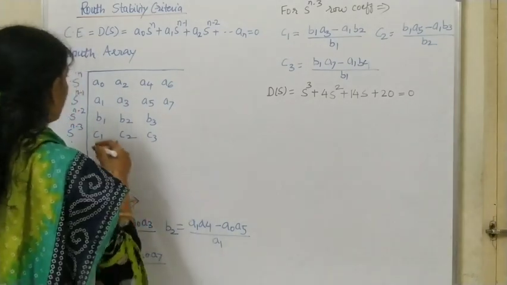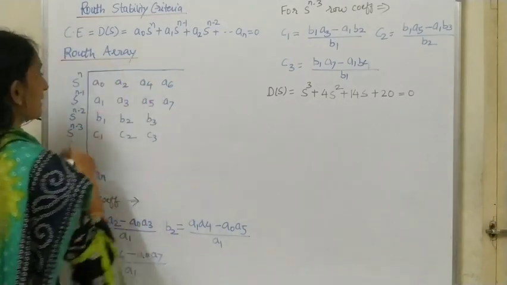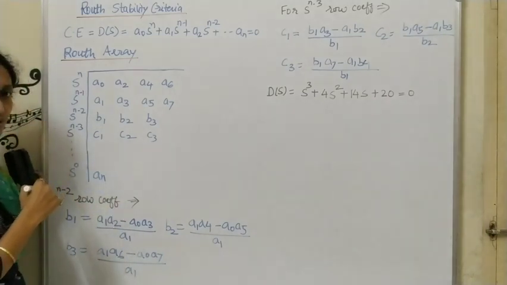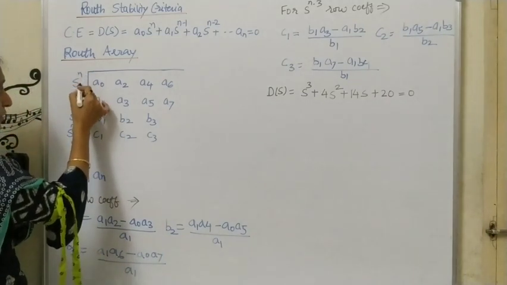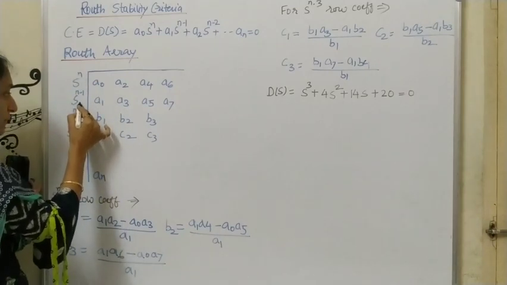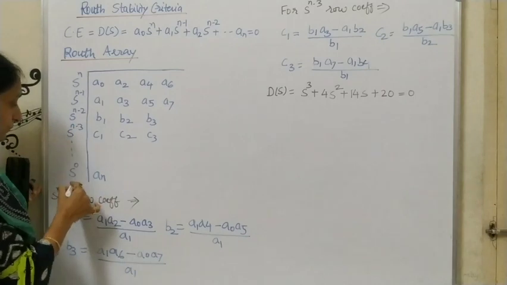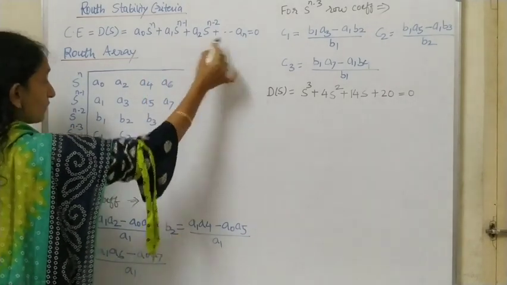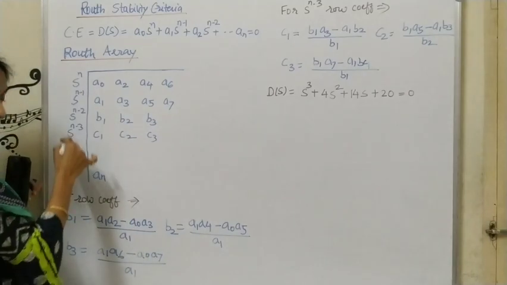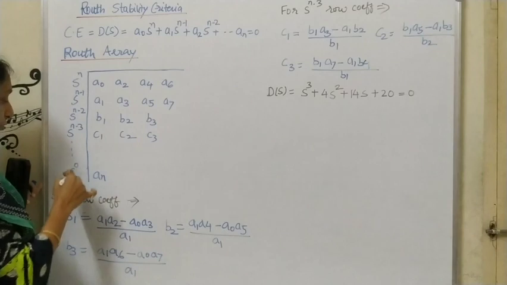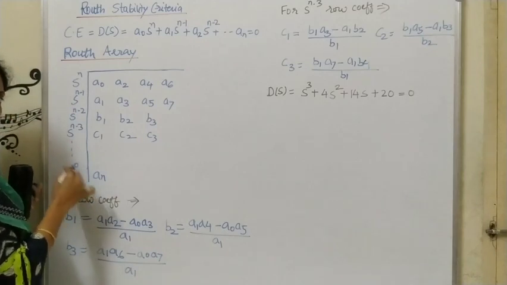Now we have to obtain the Routh array. So look at this. How will you put the coefficients here? First of all I have written s raised to power n, s raised to power n minus 1, s raised to power n minus 2, up to s raised to power 0. From this characteristic equation, I have written from s raised to power n, that is the highest power of s, to the lowest, s raised to power 0.